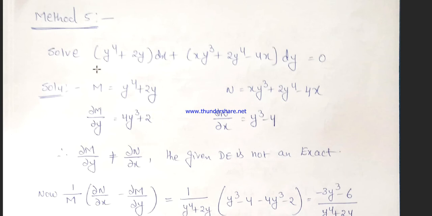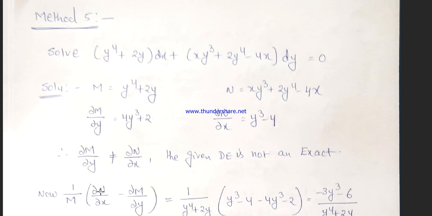Fifth method, solve y power 4 plus 2y dx plus xy cube plus 2y power 4 minus 4x dy equal to 0. So here M is equal to y power 4 plus 2y. Dou M by dou y is equal to 4y cube plus 2. N is equal to xy cube plus 2y power 4 minus 4x. Dou N by dou x is equal to y cube minus 4. And dou M by dou y, dou N by dou x, both are not equal. So that's why the equation is non-exact.